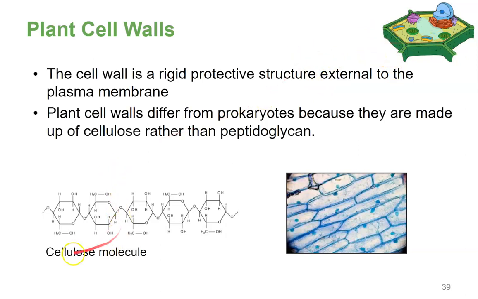So plant cell walls are made up of cellulose, which is a very large polysaccharide, and you can really make out the cell walls here in this image of an onion root. Cell walls don't do anything in terms of letting substances in and out. The plant cell wall's only job is really to provide structure and protection.